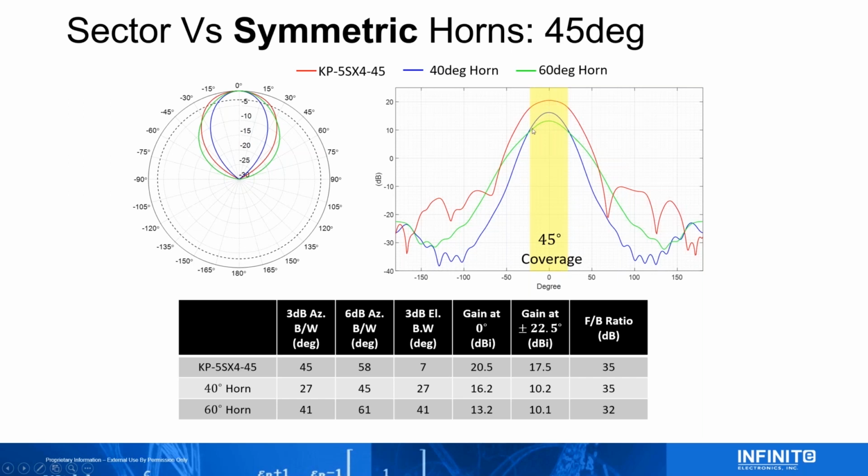Now, if we look at the edge of where you're using the sector at plus minus 22.5 degrees, that's the edge of your coverage. You can see the sector is still at 17.5 dBi gain, where if we compare it to the horn, you're at 10.2 dBi gain. That's a very significant drop. You can see it's the 6 dB roll off from the max gain.